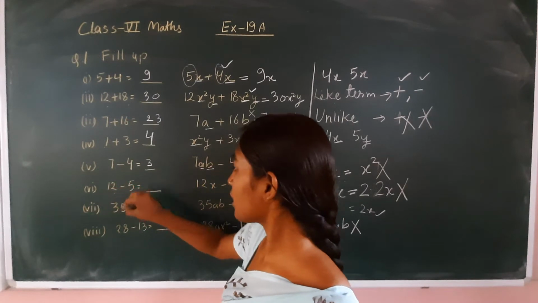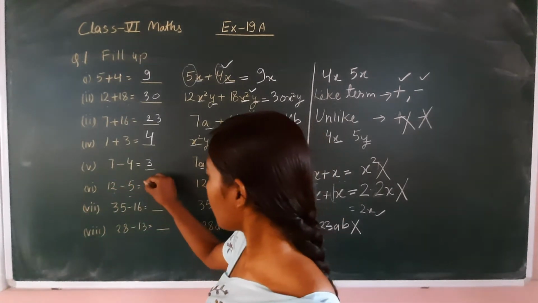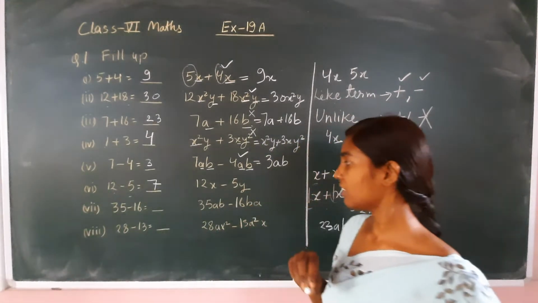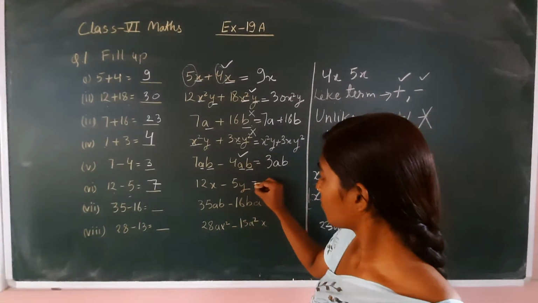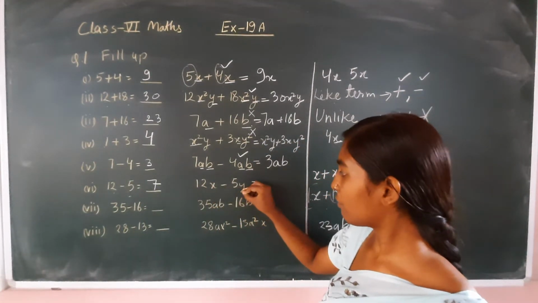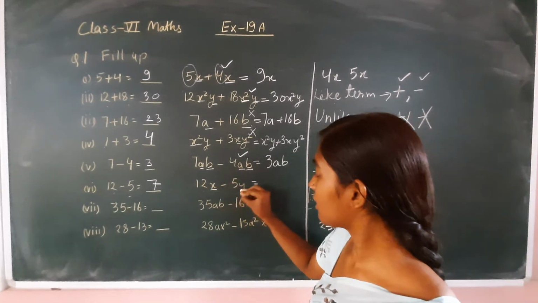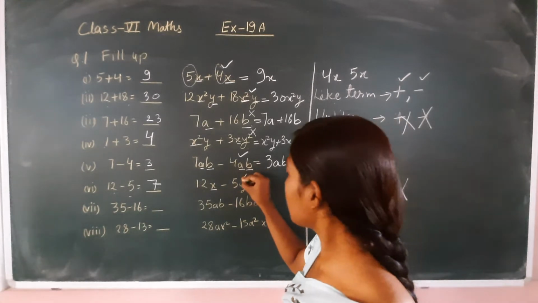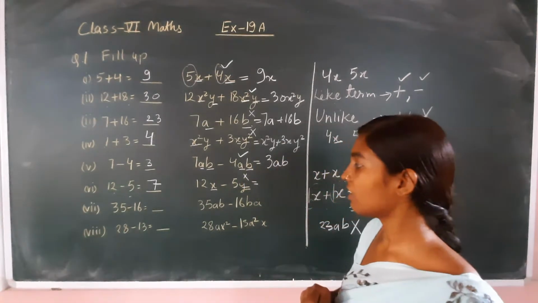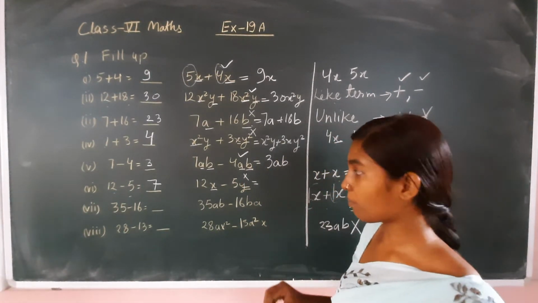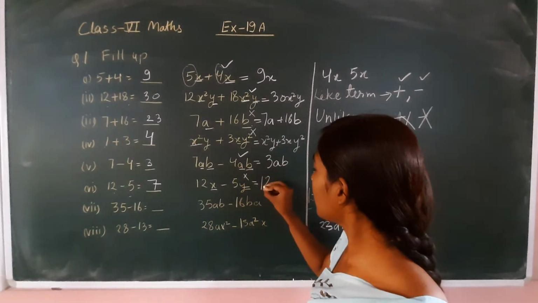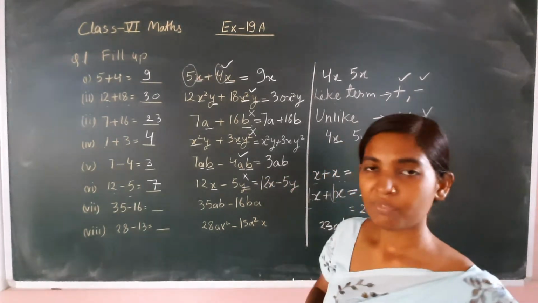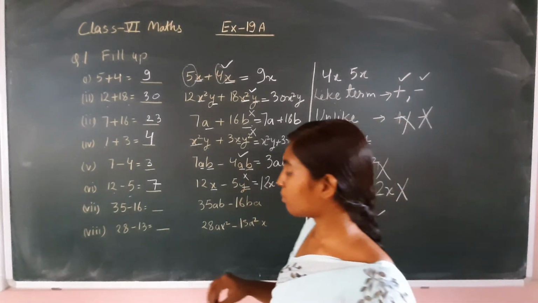Now 12 minus 5. 12 minus 5, the answer will be simply 7. Come to algebra. Here 12 and 5. Here is x, here is y. Are they like terms? No, they are not like terms. They are unlike terms. So here no addition, no subtraction. The answer will be 12x minus 5y. This is the answer. Now come to the next one.